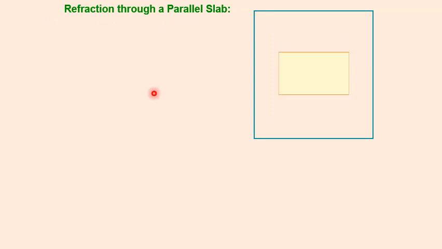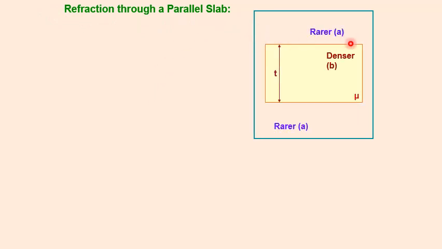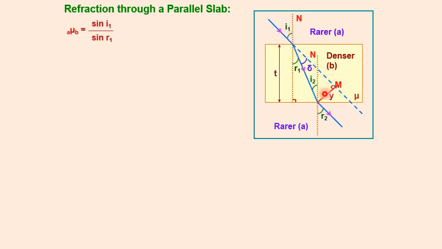Refraction through a parallel slab. So this is a parallel glass slab of thickness t. The light rays are traveling from rarer to denser medium and from denser to rarer medium. These are the normals. The lateral shift is denoted by y, with angles i1, r1, i2 and r2. This angle is delta.